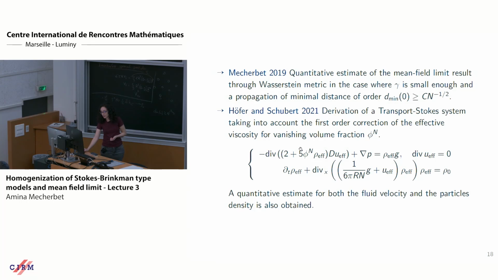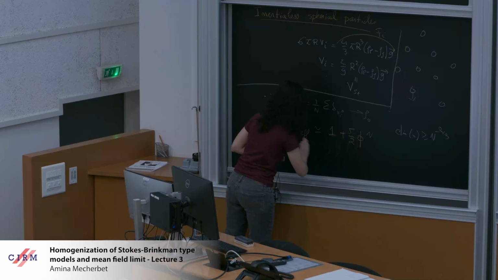You can think of this as a correction to the viscosity, which he assumed to be 1. So if you factorize by 2, you get 1 plus 5/2 the volume fraction, and this is the effective viscosity somehow. So you approximate it by the viscosity of the fluid, which is here assumed to be 1, and you have this type of correction.